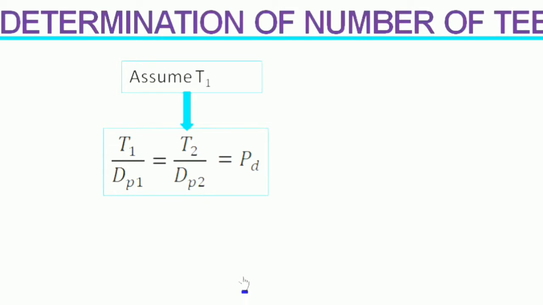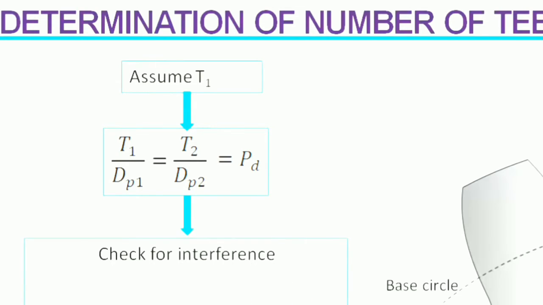Now we have the number of teeth on both the gears, but there is still a small issue which has to be checked for: the issue of interference. Interference means that if your gear has a profile below the base circle, it won't be involute in shape. So if this portion of the gear comes in contact with the mating gear, it can cause material erosion and a huge problem of noise.